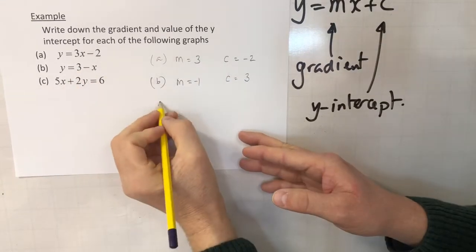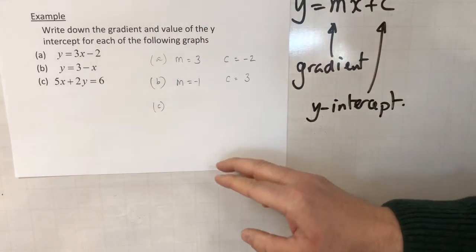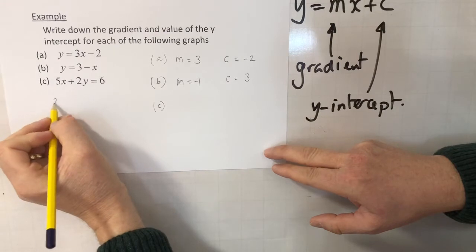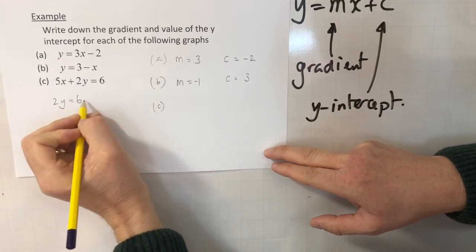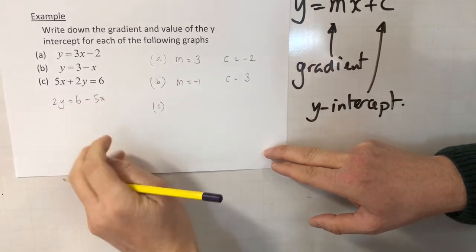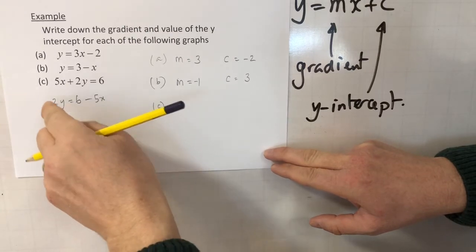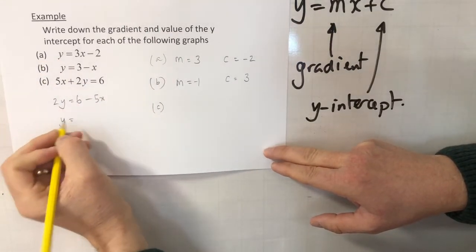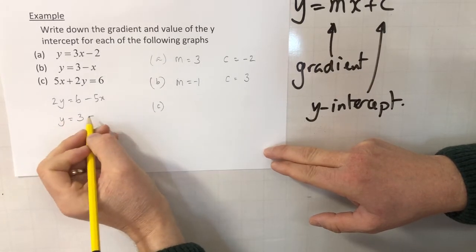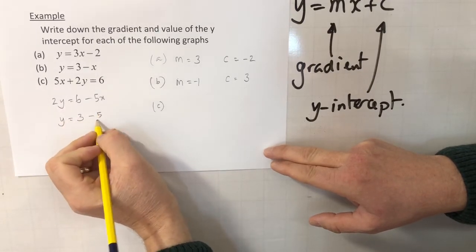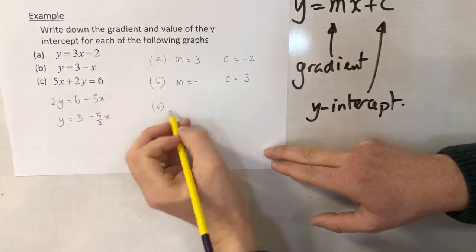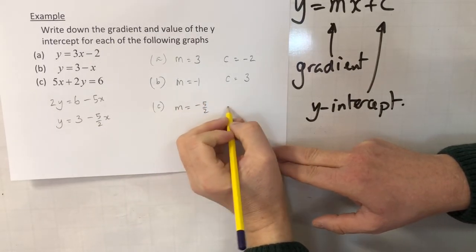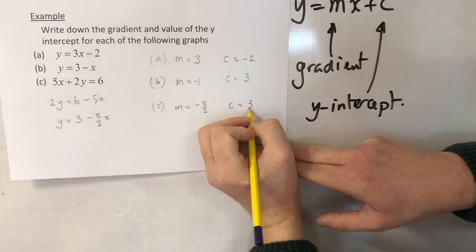As for the third one, we have to do some work first of all. So here I would write that 2y is equal to 6 take 5x, trying to rearrange for y being the subject. If I then divide by 2, I get 3 take 5 over 2, or 2.5x. So the gradient is -5 over 2, and the y-intercept is once again 3.